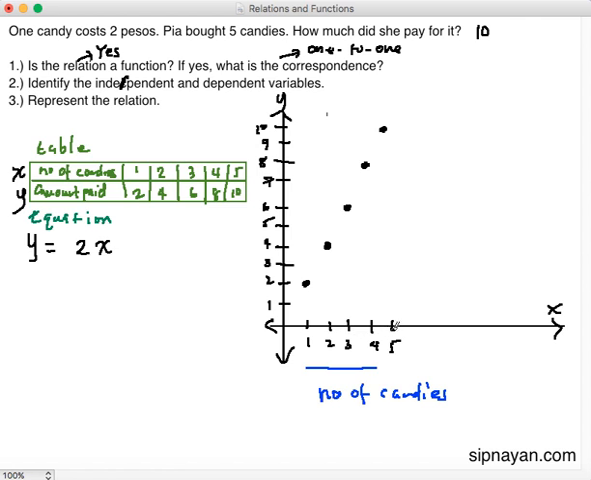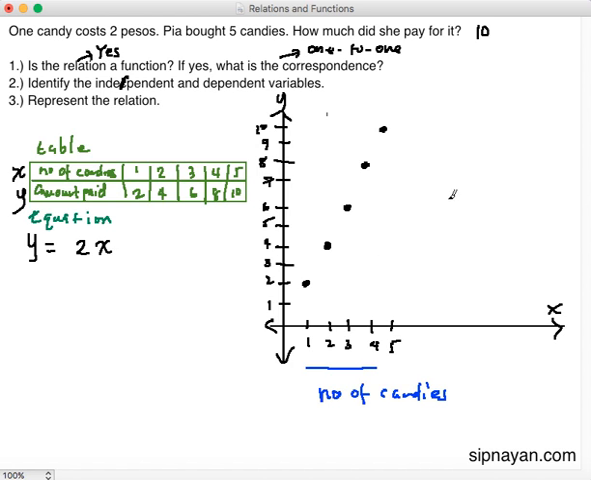Kailan tayo naglalagay ng linya? Pag continuous. For example, time versus distance. For example, walking ito, this is time, 1 hour, 2 hours. Pag may 1 hour and 30 minutes ka, so, may distance ka somewhere here sa 1 hour and 30 minutes. Pero dito sa number of candies, ito lang kanyang graph niya. Okay? So, this is the graph.